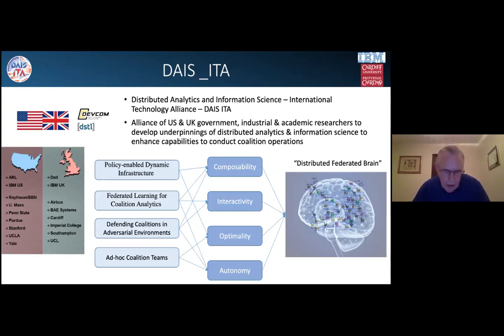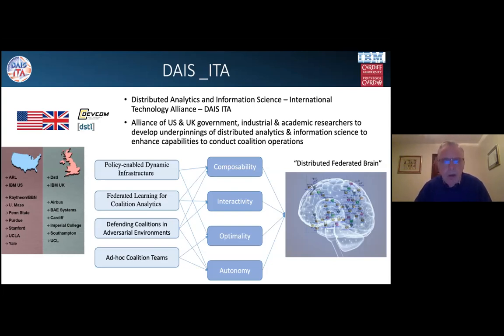And the project's been running for just over 2 years. And the goal is to work towards a future architecture that we've described as a distributed federated brain. And the reason for that will become a little bit clearer as I go through the presentation this evening. So we have teams from the UK and the US. You can see on the left-hand side the universities involved, and it's led by IBM, but we also have British Aerospace and Raytheon BBN as collaborators, along with Airbus.